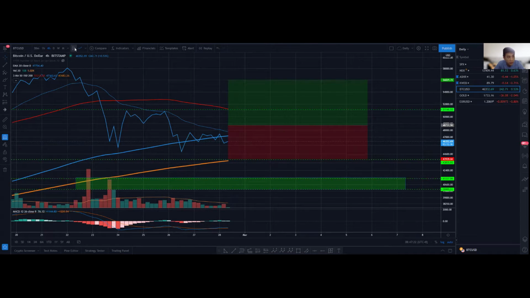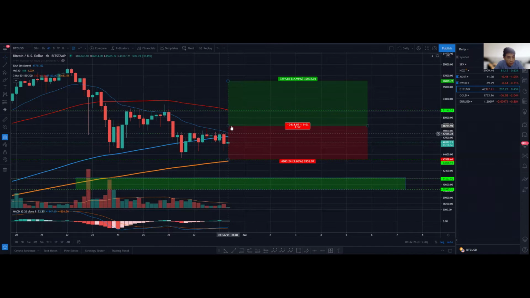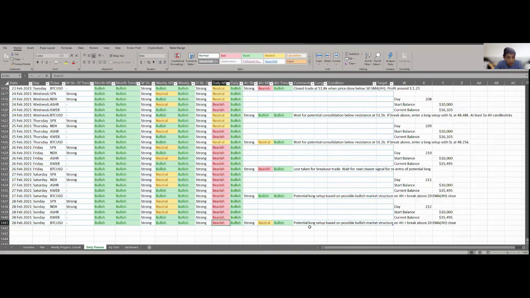There is something that could happen as well. I'm definitely not entering in terms of price action here until it closes nicely above this 20 exponential moving average on the 4-hourly chart itself. That's something to bear in mind. And as mentioned, there's no change in that setup.